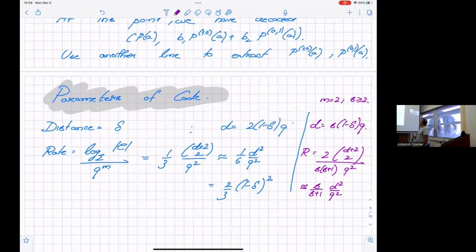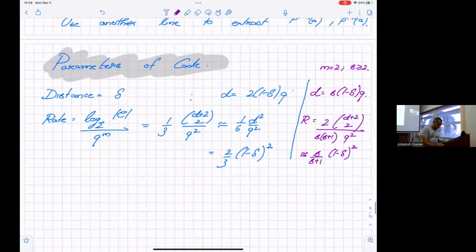How does the S come in? Sorry, the S hasn't gone out of the picture. The 2 and 2 will cancel out. This will be roughly D square over Q square. But D itself will be equal to S into 1 minus delta. That S square will bring the S. This is the reason why now the rate can move arbitrarily close to one. You can choose larger and larger multiplicity and get rate close to one.